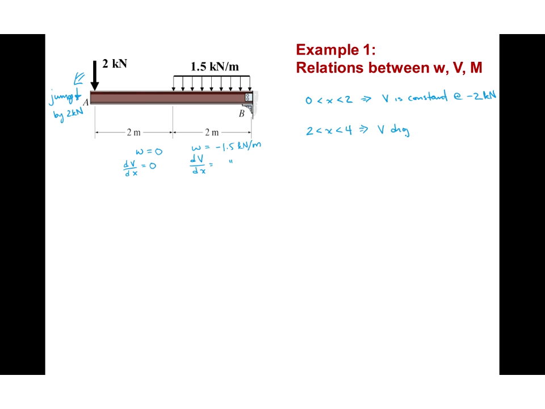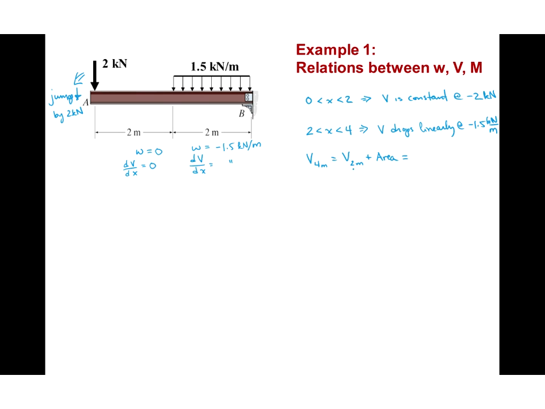So V drops linearly at -1.5 kilonewtons per meter. And of course, if we wanted to know what V is at the end of that, we could just use our area approach. So V2, well in this case V at x2, which really is 4 meters, would be equal to V at 2 meters plus the area of W.